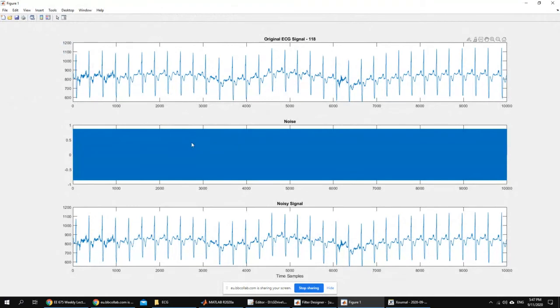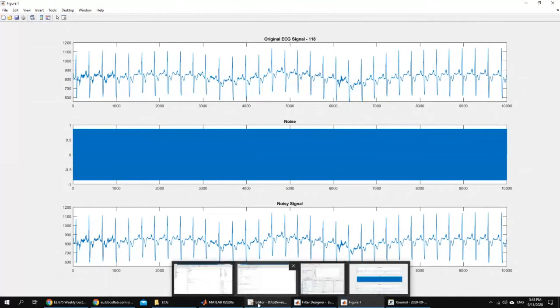This is the original, this is the noise, and this is the noisy signal. Do you see any difference between the noisy signal and the original? Not really, actually. Why? Because basically we added noise with an amplitude of 1. See the range of amplitudes here? You're talking about hundreds. So this one here will not be of any value. It's not going to affect the signal that much.